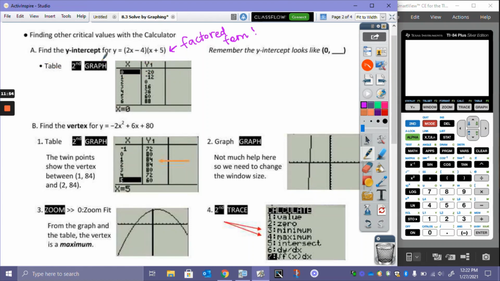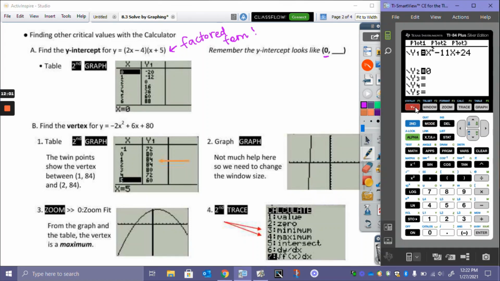So we're trying to find our y-intercept. Remember that our y-intercept has an x value of 0. So let's go ahead and type that into our calculator. So we have 2x minus 4. Oh, my 1 is still there. Hold on. And we have x plus 5.